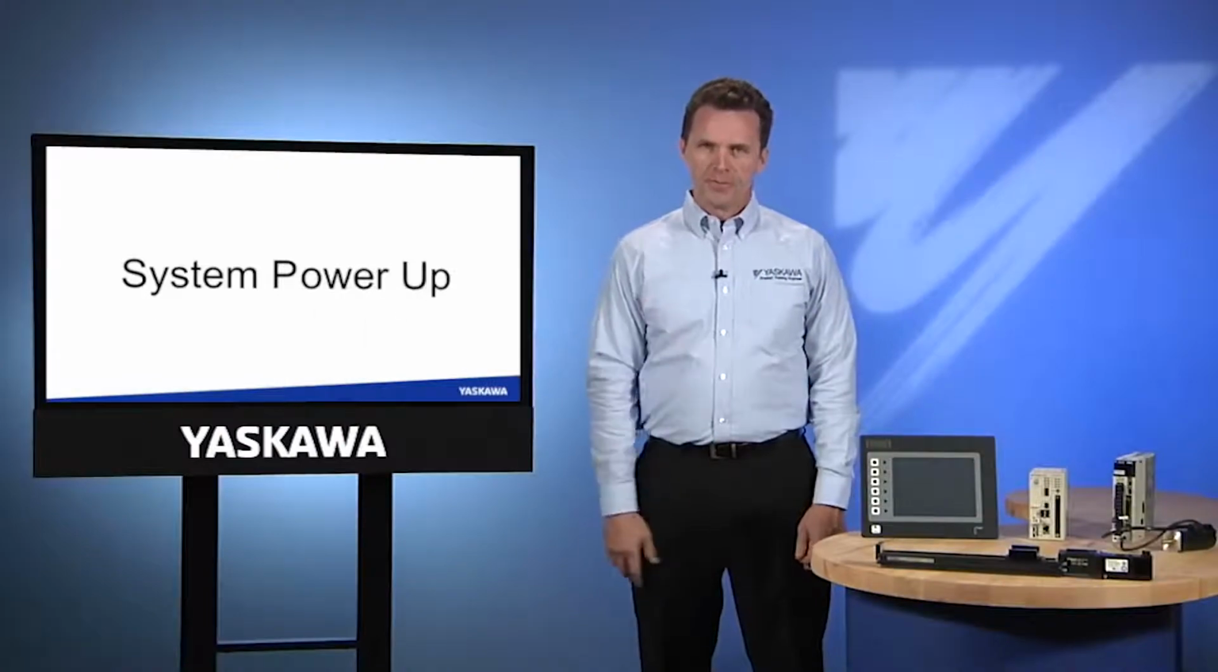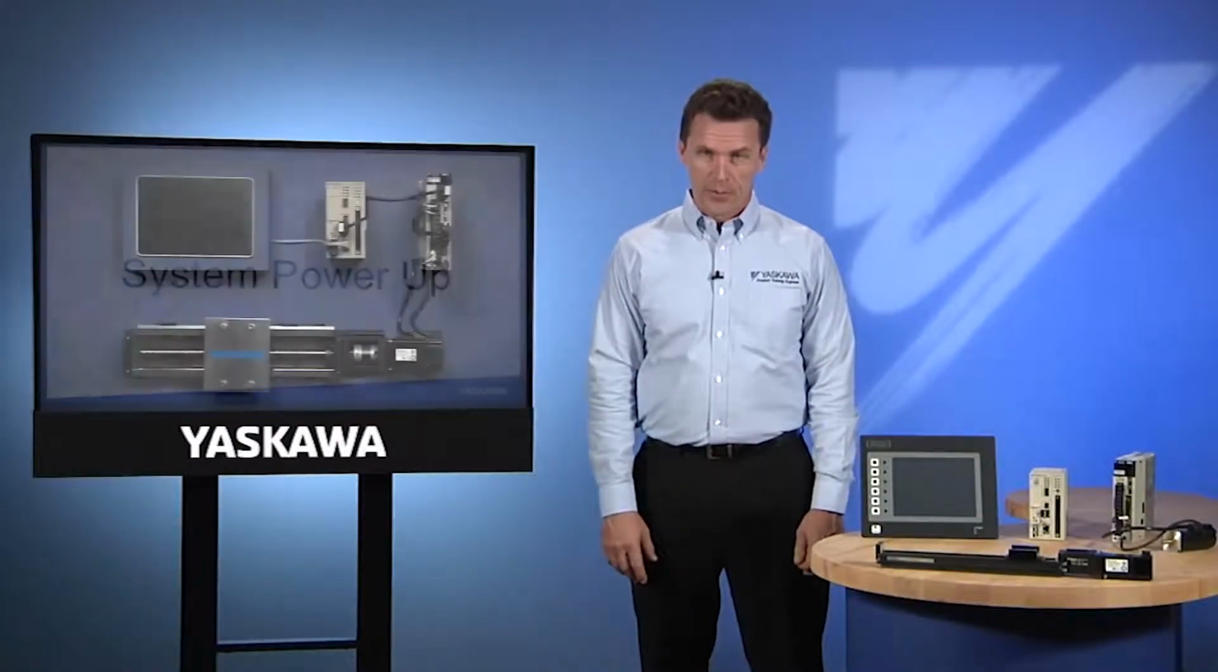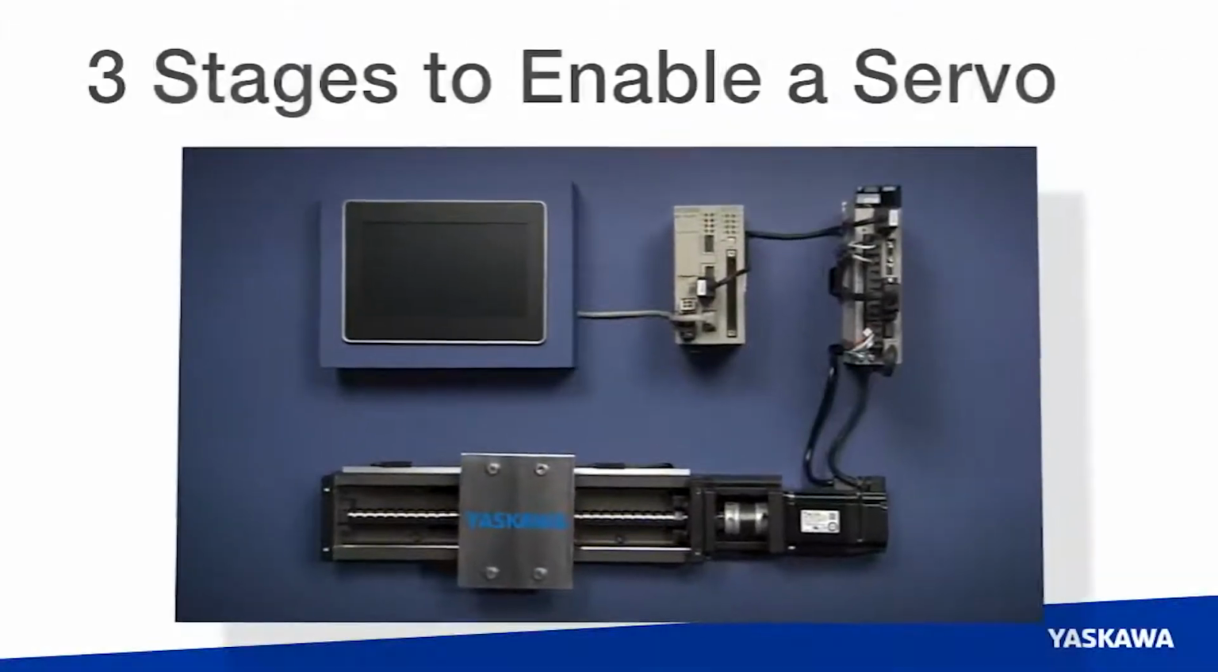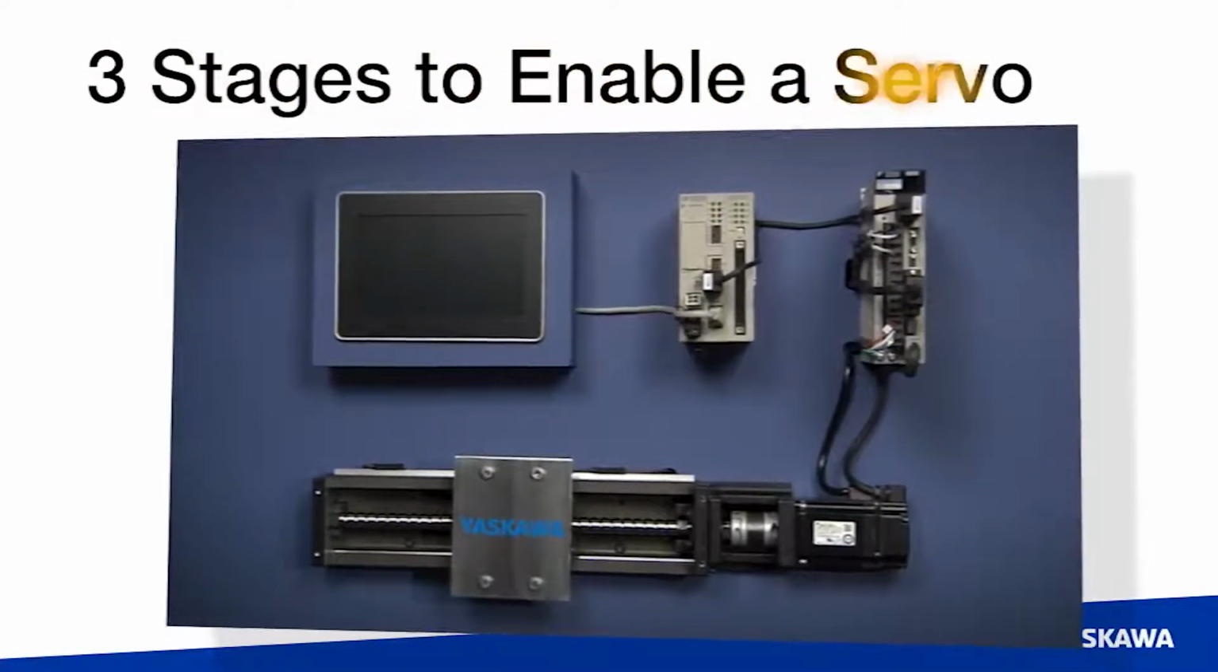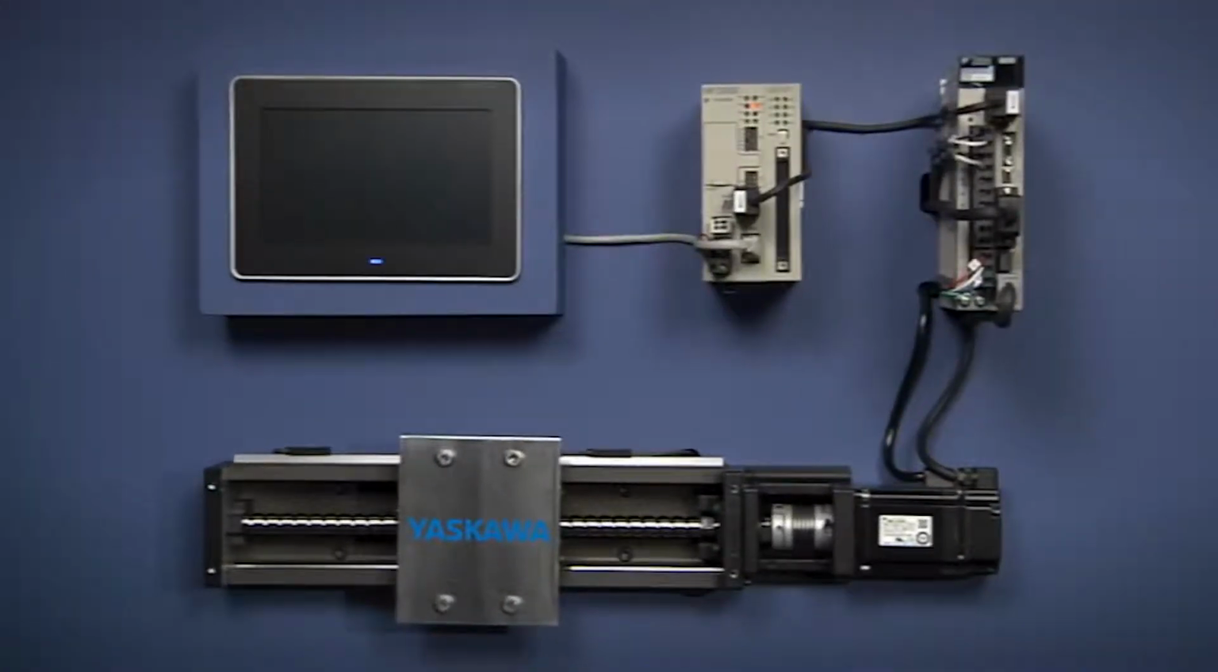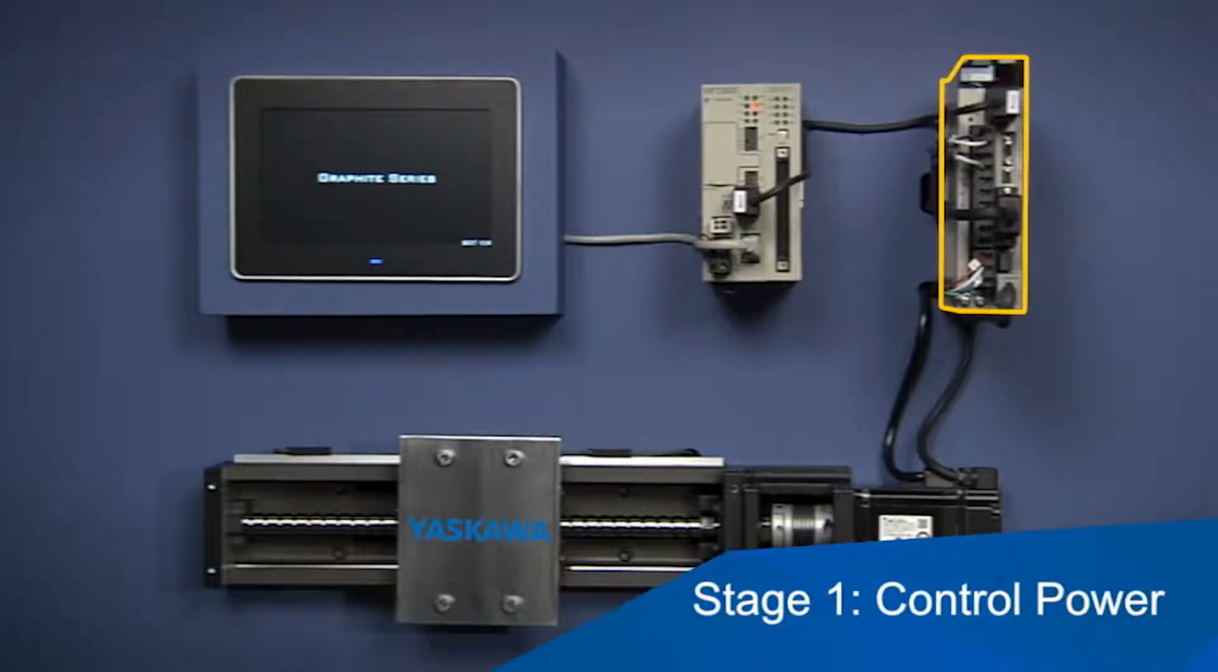Turning on a servo isn't as simple as switching on a light bulb. It's important to know that there are 3 stages to enable a servo. First, the amplifier itself must be turned on. We refer to this as control power.